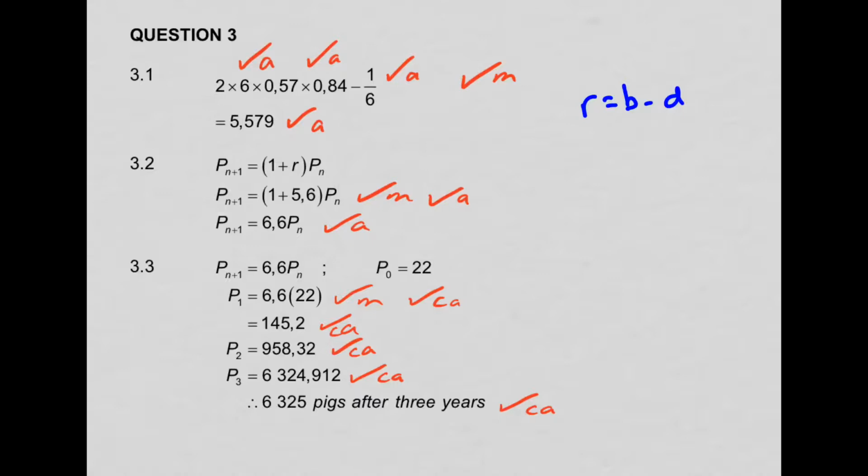Then the next important thing is you must show P1 with your substitution of 22. You must show that substitution and the answer to population 1. After that, you just put the answers. Population 2, population 3. So 6,324.912 pigs. That is going to either be 6,325 if we strictly round up, but we would accept you rounding down or up because it's a model, it's not exact science.